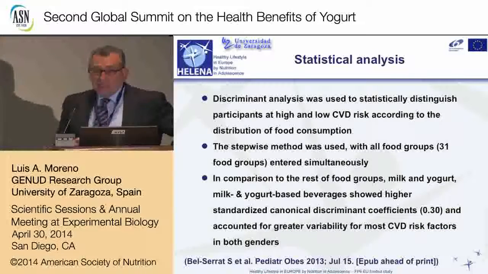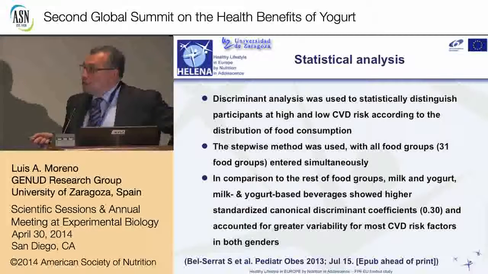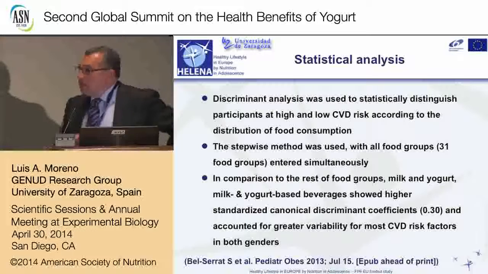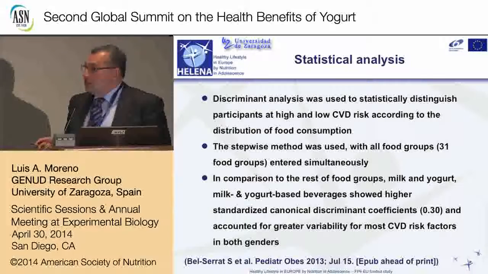For the statistical analysis, we used first discriminant analysis to distinguish participants at high and low cardiovascular disease risk according to the distribution of food consumption. When we started this analysis, we used the stepwise method, including all the food groups, the 31 food groups entered simultaneously. And we observed that in comparison to the rest of the food groups, milk and the food group yogurt, milk and yogurt-based beverages showed the highest standardized canonical discriminant coefficients and accounted for very important variability for the majority of the cardiovascular disease risk factors in both males and females. For this reason, we decided to focus on these two food groups, milk and yogurt.